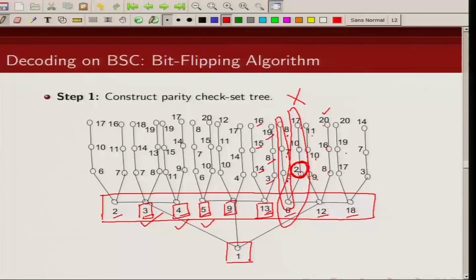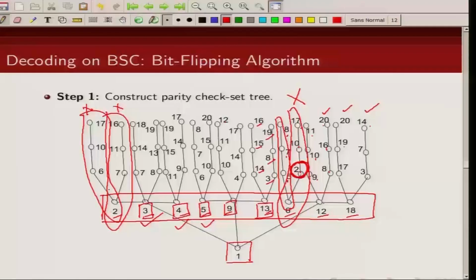Similarly, 18, 17, 19, 20, this will be satisfied. 18, 3, 7, 14, this is also satisfied. What about 2? This will not be satisfied, and similarly this will not be satisfied. So what we can see is the parity check sets involving 2 are not getting satisfied, because here there was 2, here there was 2, here there was 2.